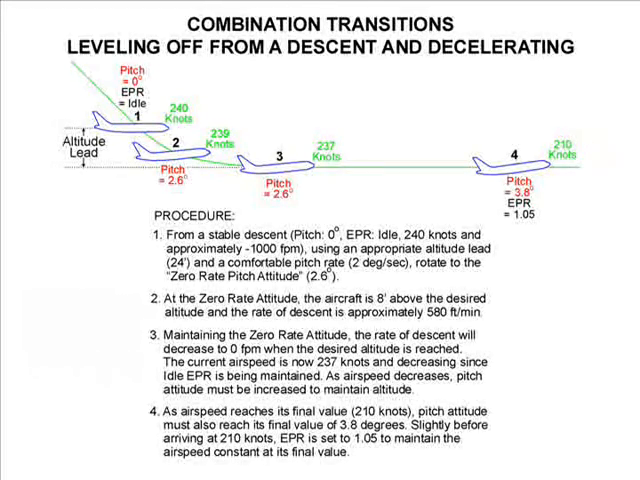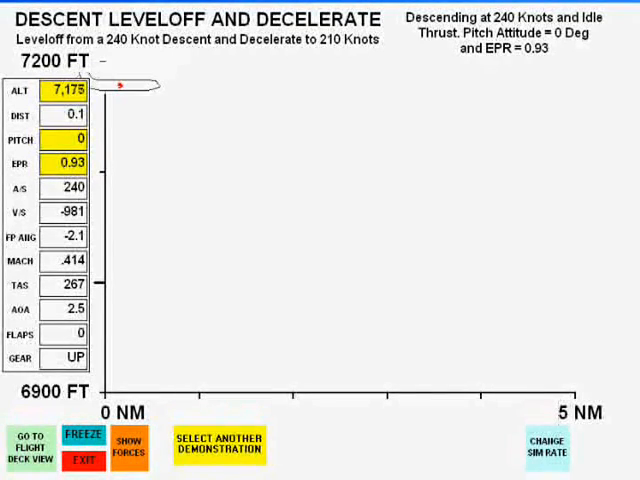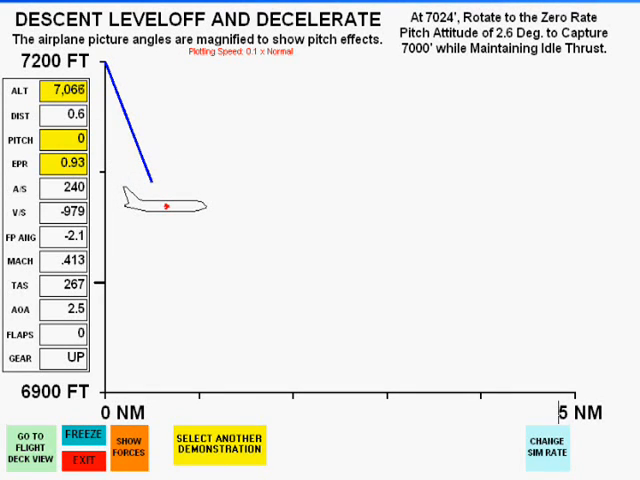This transition shows the precise capture of an altitude from a descent, followed by a deceleration to a slower airspeed. The data plot view will be shown first, followed by the same transition shown in the flight deck view. The initial descent is at a pitch attitude of 0 and idle thrust. The flying speed will now be reduced to 0.1 times the normal value to illustrate the details.